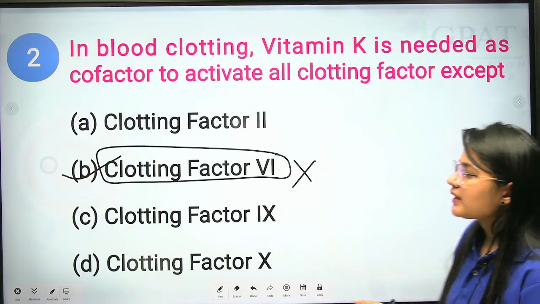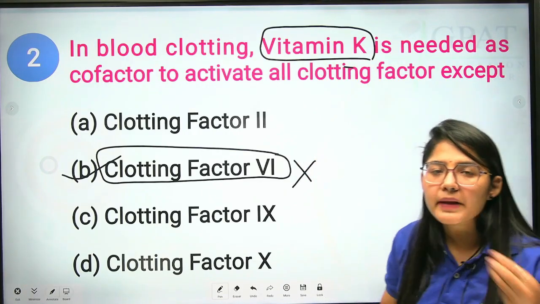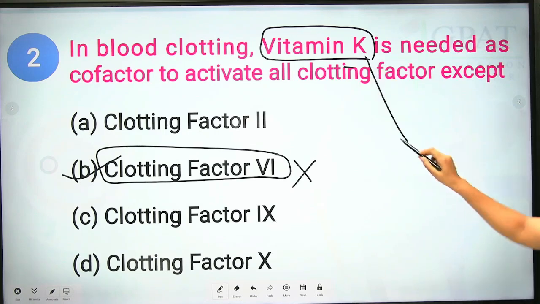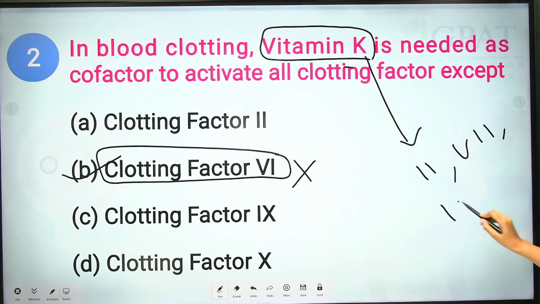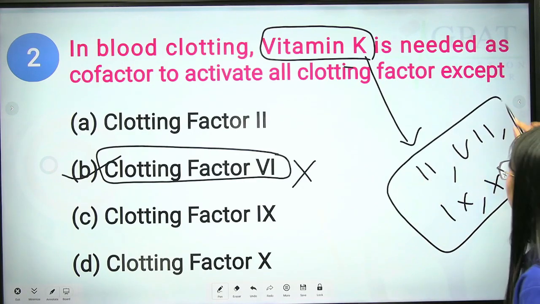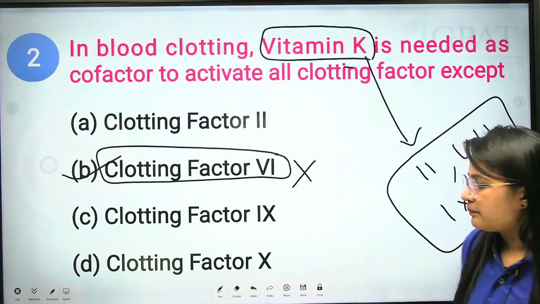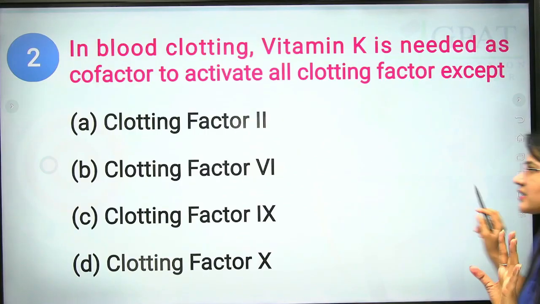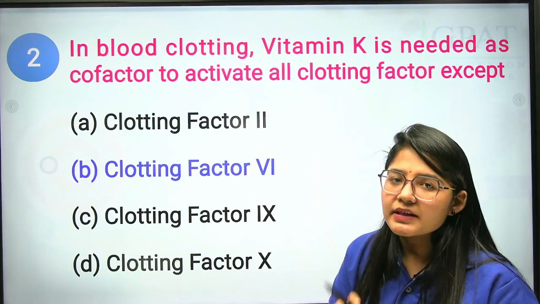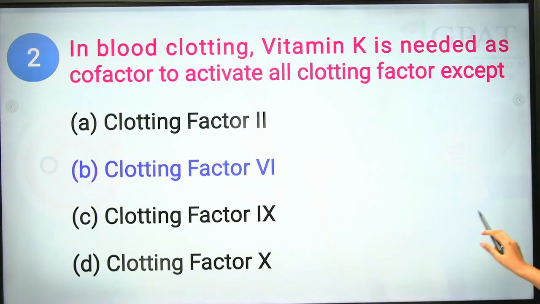Now, what are the things? This vitamin K is responsible for many factors like factor number 2, factor number 7, factor number 9 as well as factor number 10. All these factors are in control of your vitamin K. Clear? Okay. So factor number 6 doesn't exist in your clotting factors. This is the missing number. So the correct answer will be factor number 6.